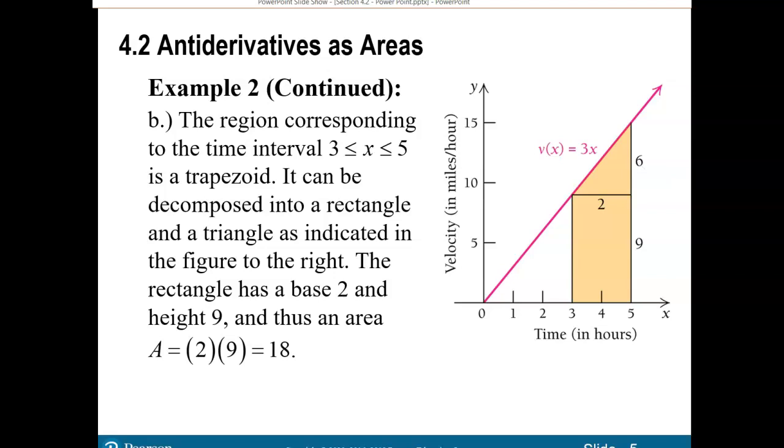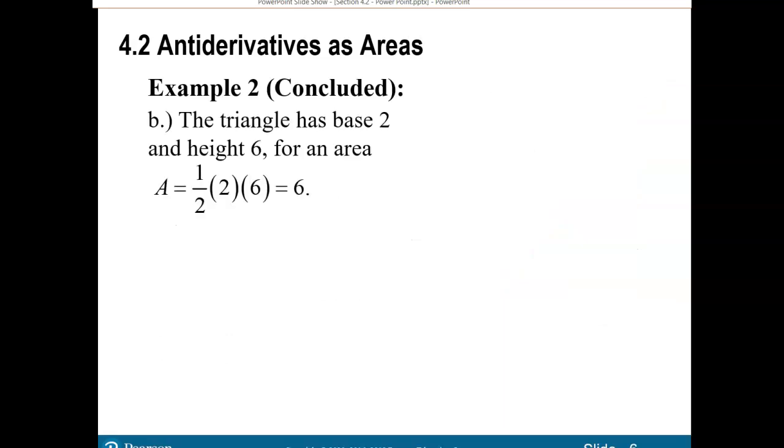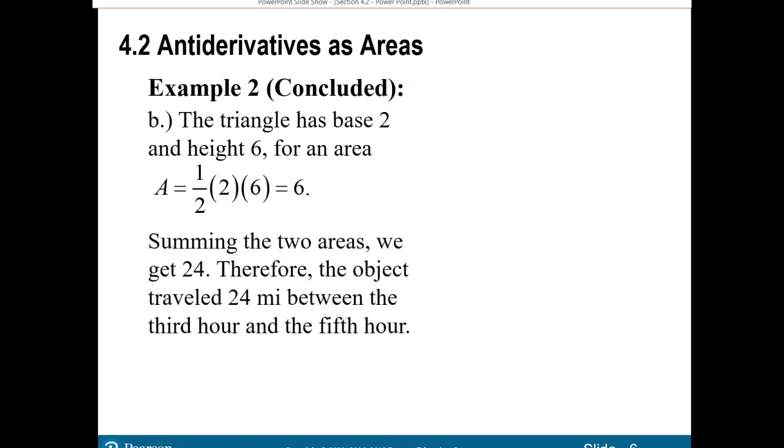Once we calculated the dimensions of our trapezoid by breaking it up into those pieces, we have that the rectangle has a base of 2 and a height of 9. So the area of the rectangle is 2 times 9, which is 18. The triangle has a base of 2 and a height of 6. So the area of the triangle, 1/2 base times height, 1/2 times 2 times 6, would equal 6. If you add those together to get the entire area of that whole space, we get 24. Therefore, the object traveled 24 miles between the 3rd hour and the 5th hour.